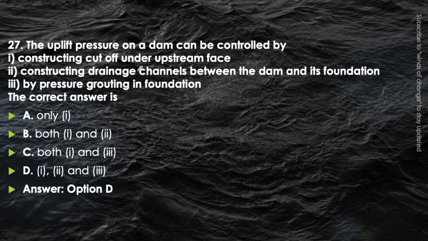First of all, we will construct the cutoff under upstream face. The cutoff will be placed to take out the water pressure, and we construct the drainage channel between the dam and its foundation. And we can also pressure grout in the foundation. These three methods are being used to reduce the uplift pressure.